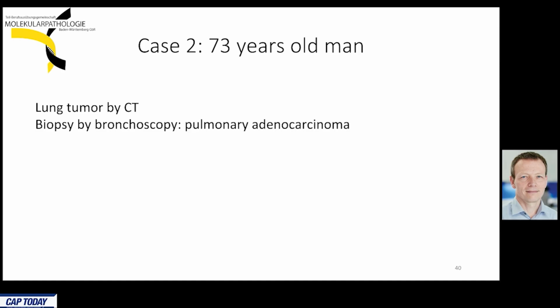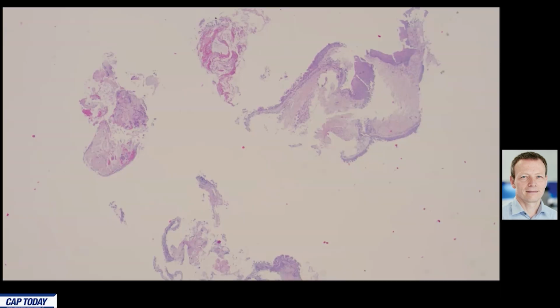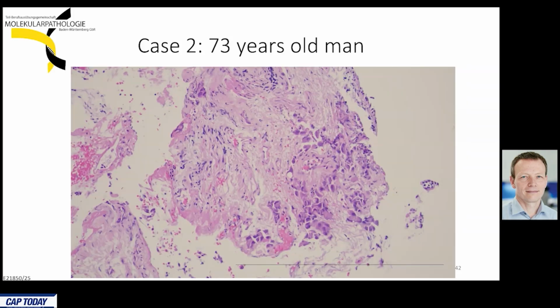73-year-old man who presented with lung tumors by CT as well. The biopsy showed a pulmonary adenocarcinoma, and I'd like to show you the biopsy. You can largely see normal bronchial mucosa at the right-hand side and the bottom, and there's only a tiny area in the left-hand side which contains tumor tissue. This area is about 0.3 millimeter large, and is estimated to contain 60 tumor cells.